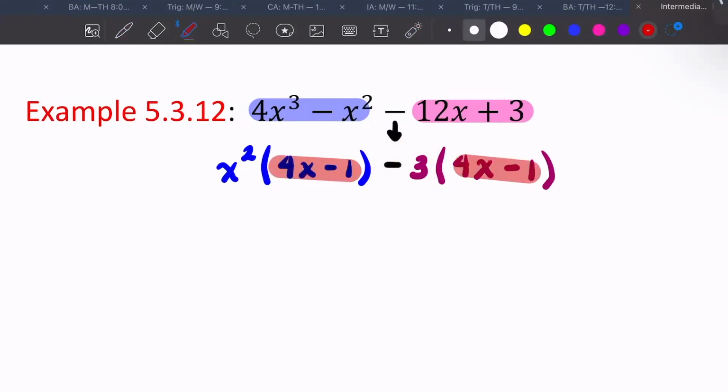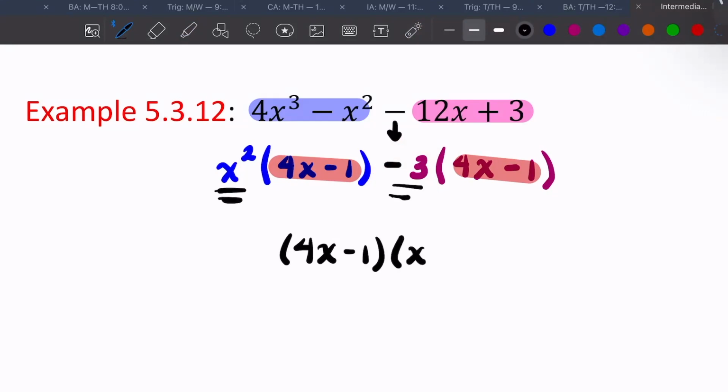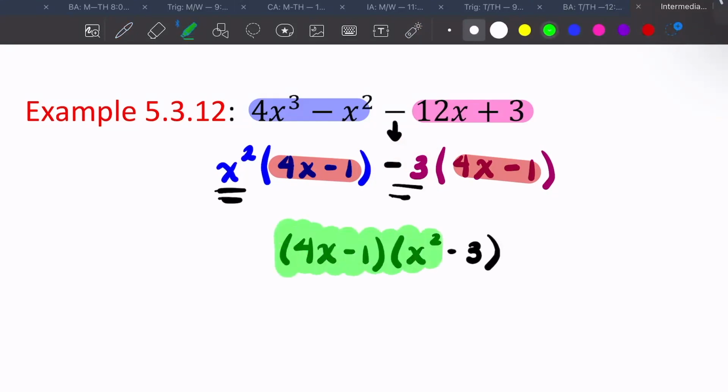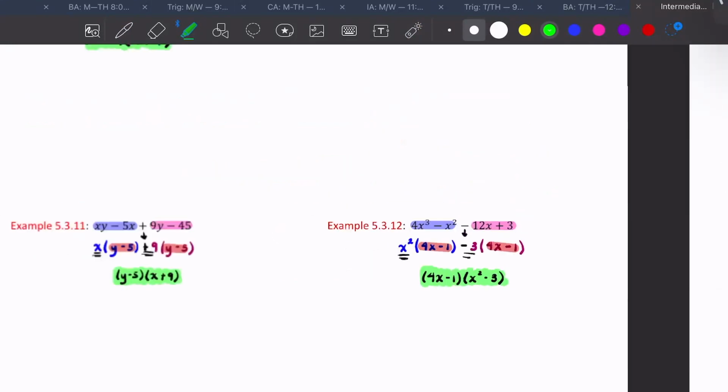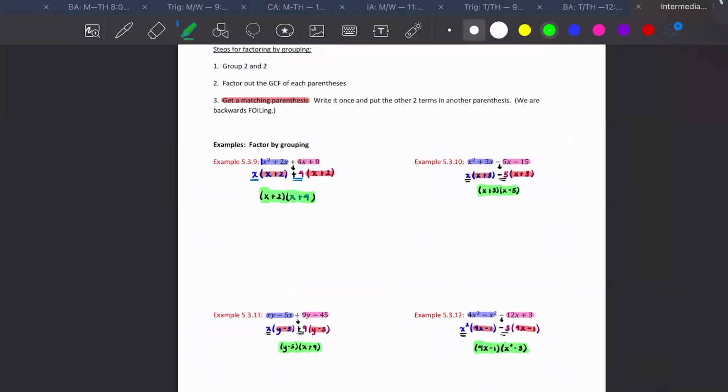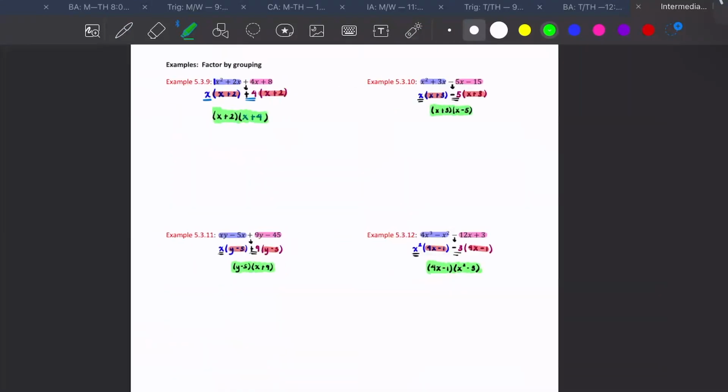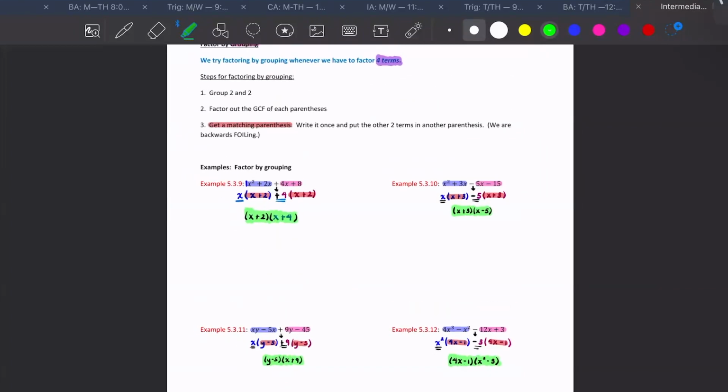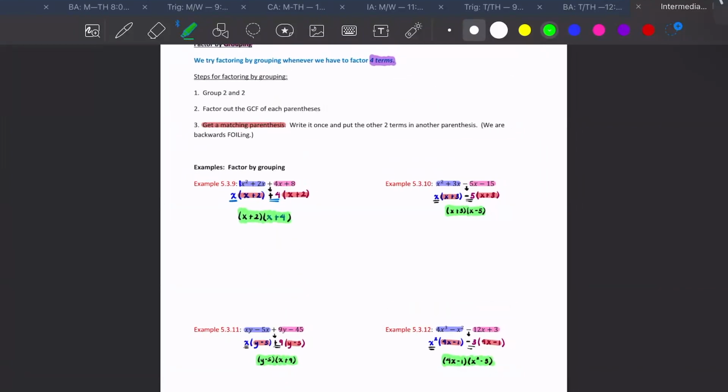They match. That's our checkpoint. So that becomes one set. Everything else is the other set. And that is grouping. So we went over 2 types of factoring strategies: greatest common factor and grouping.